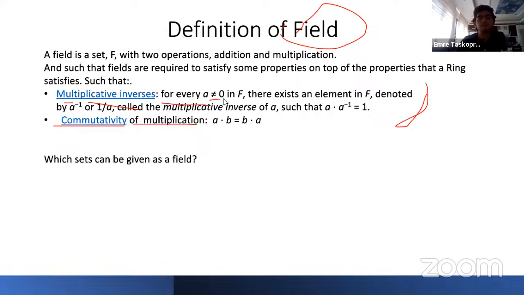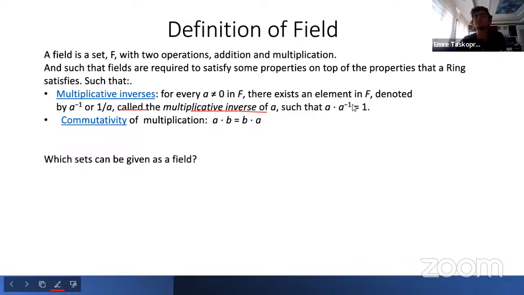In that, for every non-zero a in the field F, there exists an element in F denoted by a to the negative 1 power, or 1 over a, called the multiplicative inverse of a, such that a times a to the negative 1 power is 1. And in commutativity, we just saw that if a ring is commutative under multiplication, it's called a commutative ring. And here we have two properties. If a set only follows the properties of a ring and commutativity, it's called a commutative ring. But if it also follows the property of multiplicative inverses, it can be called a field.